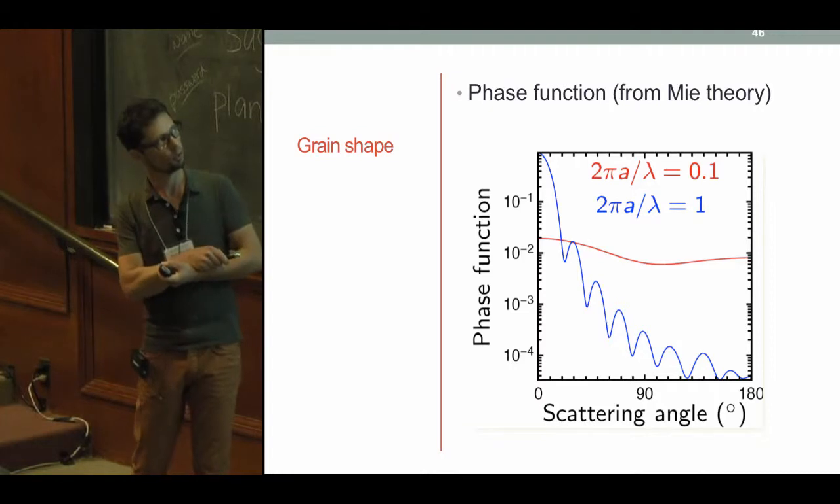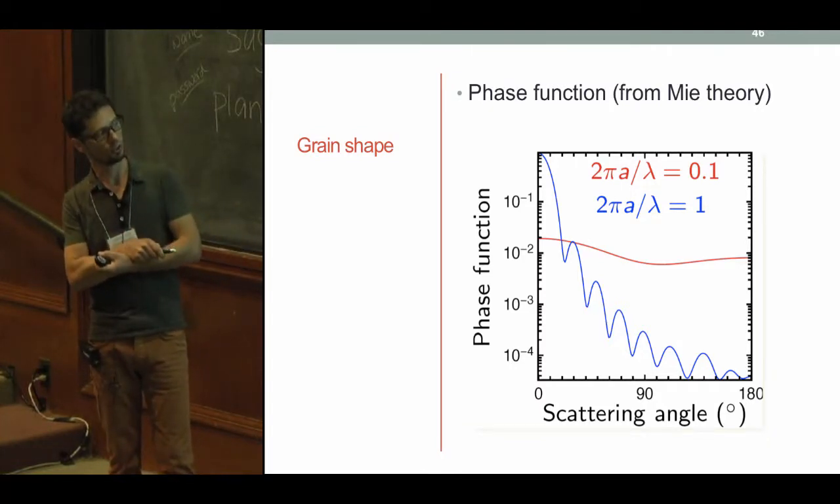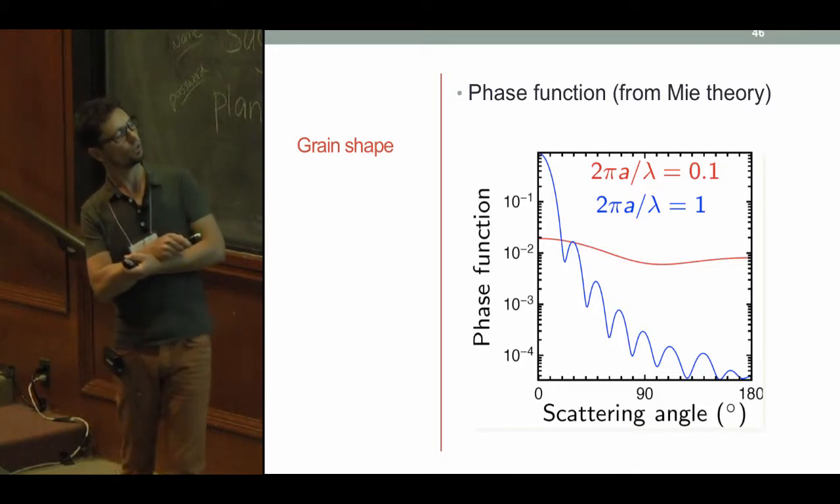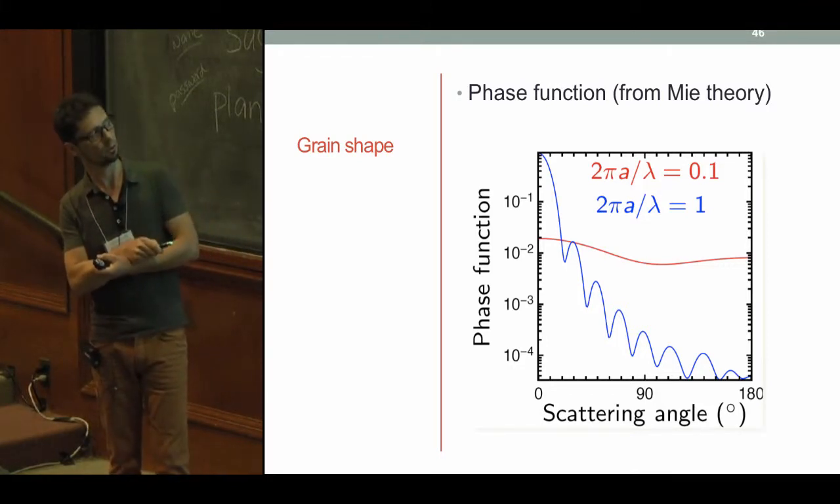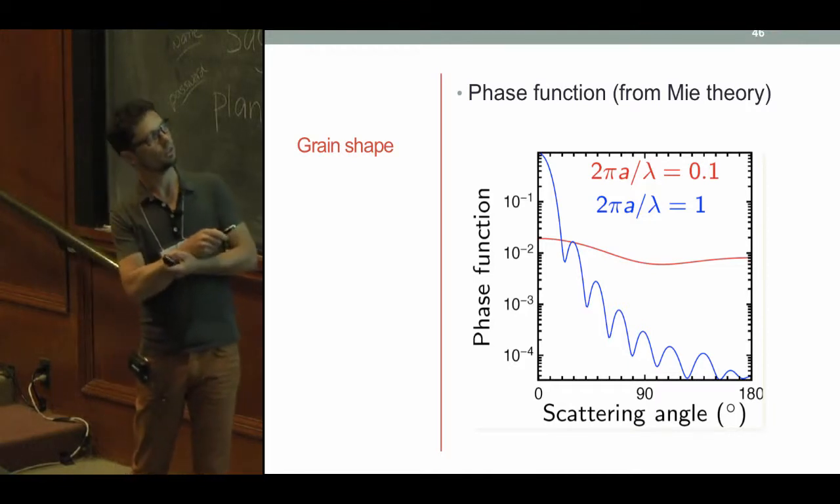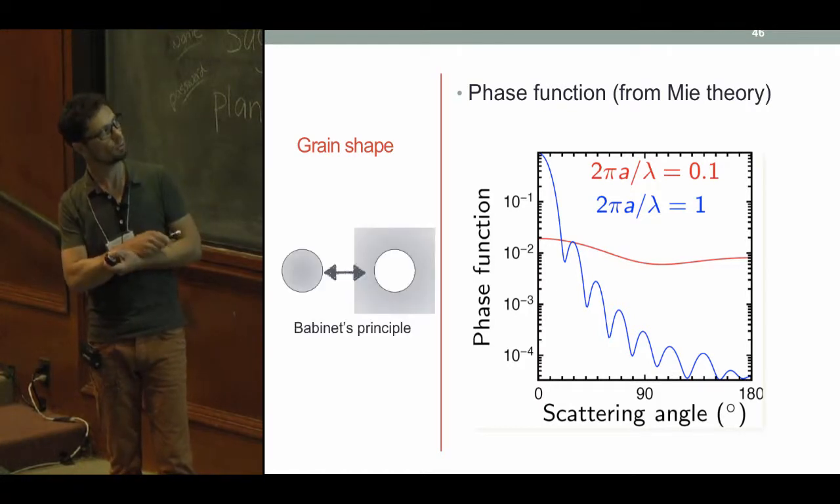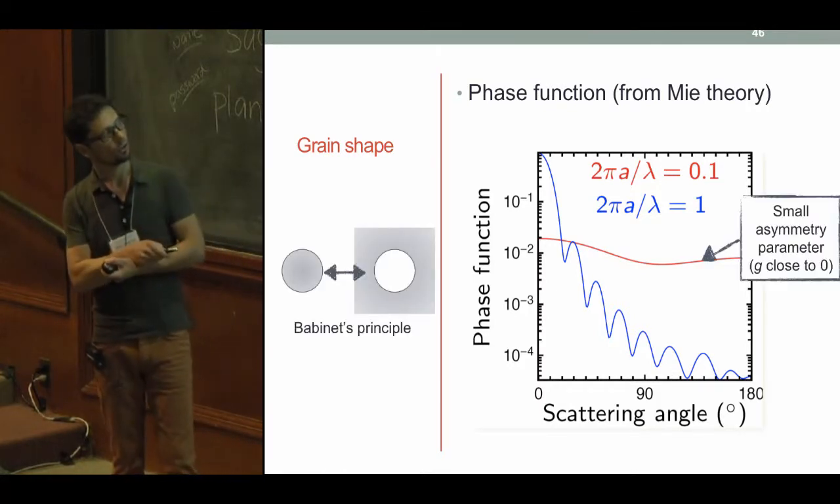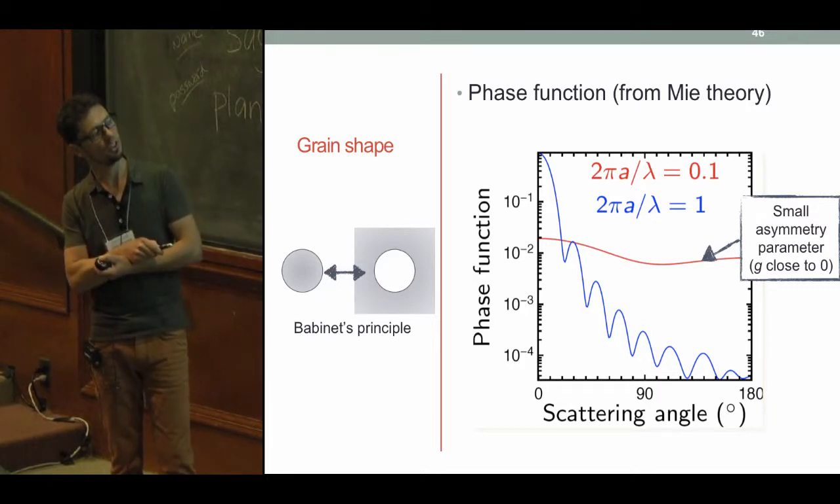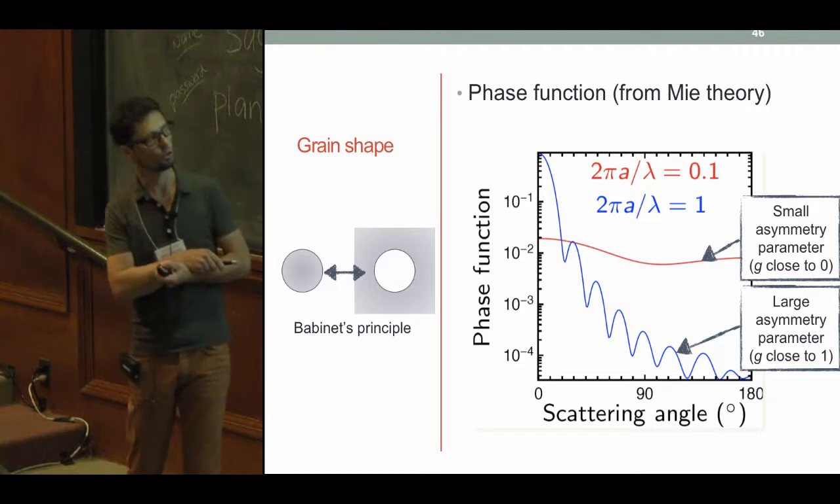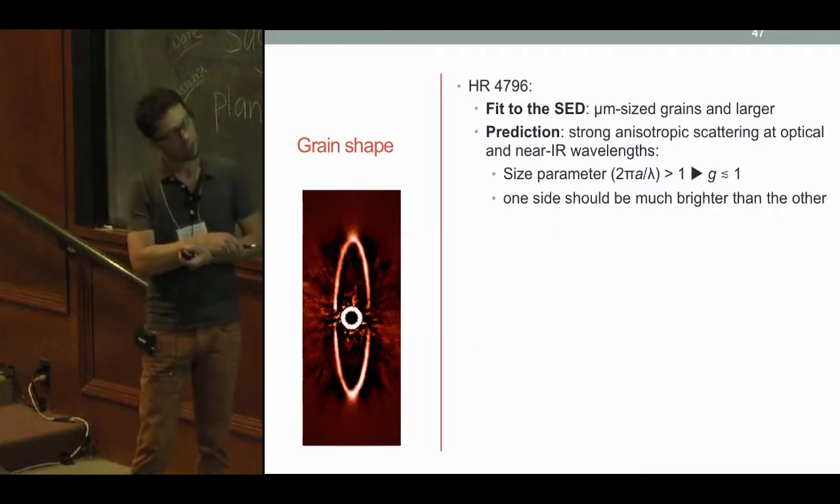Just a few examples before. This is a phase function as a function of the scattering angle. When the grains are small compared to the wavelength, the phase function tends to be almost isotropic. But when the grains are getting larger, then it tends to be more anisotropic. So that means that for the small grains, you have a g value which is close to 0, and when the grains are big compared to the wavelength, then you have a g parameter which is close to 1. So how to use that?